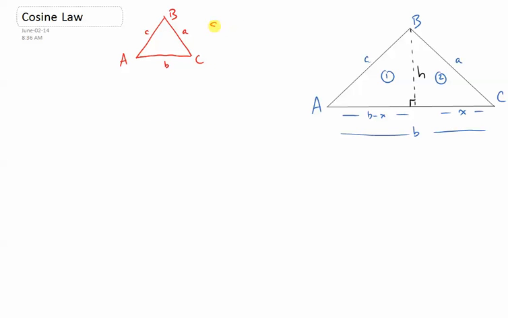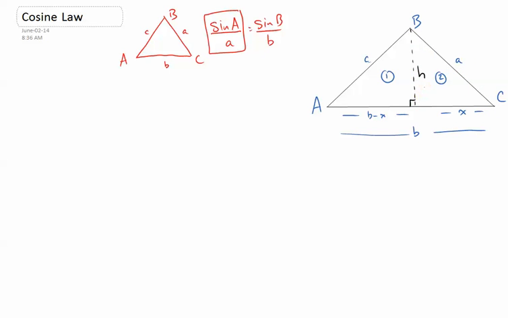Sine law works when you have an angle and a side across. You have to have that pairing, or else you can't use the sine law. When that happens, you use the cosine law. So I'm going to develop the cosine law for this triangle at right, ABC, with sides as labeled and an altitude of h.